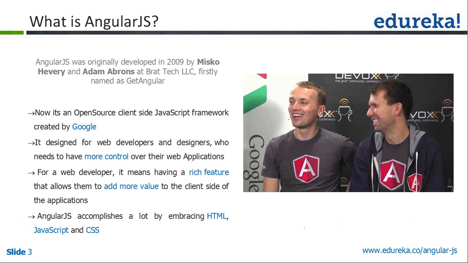First, what is Angular.js? Angular.js is an open source JavaScript framework. It was originally built by Misko Hevery and Adam Abrons. Later it was taken over by Google, and now Google is building this Angular.js framework. And why do we need a JavaScript framework on the client side?